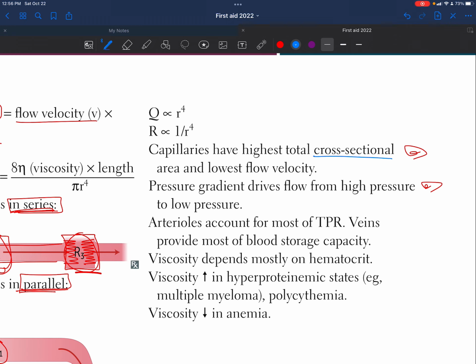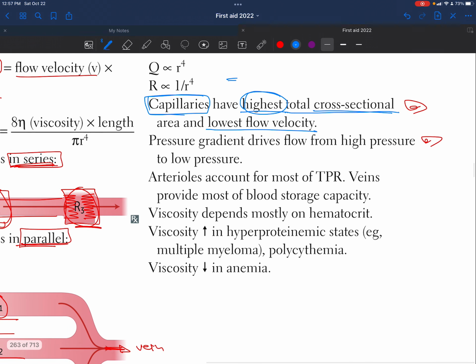Now, if we talk about this, it says capillaries have the highest total cross-sectional area, and it makes sense because the capillaries, even though they're small, are so many. If you just spread them out, they would make a total cross-sectional area that is very high and considered the highest in the body. And because they're small, they don't allow a lot of blood going into them, so they have the lowest flow rate.